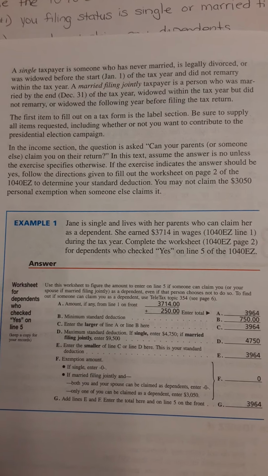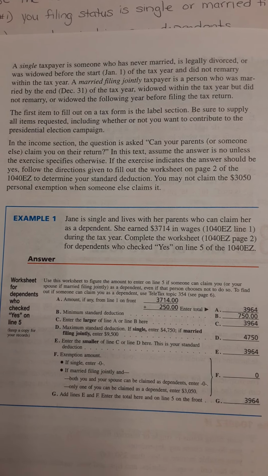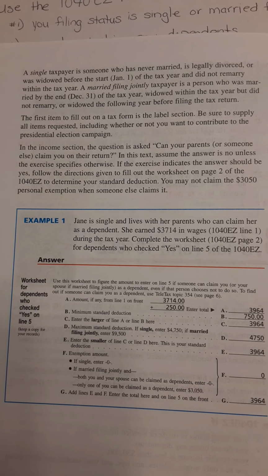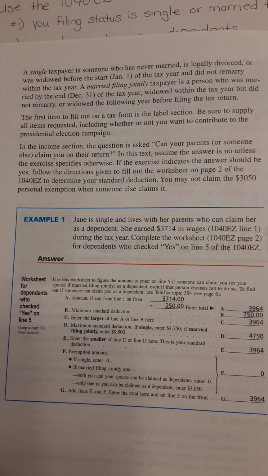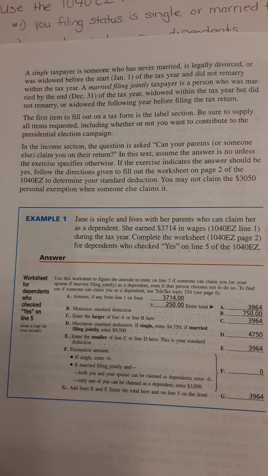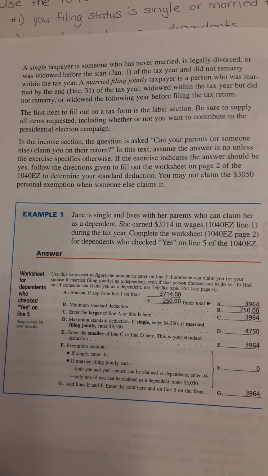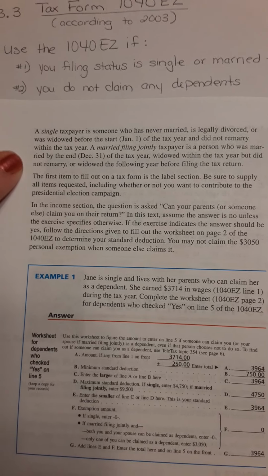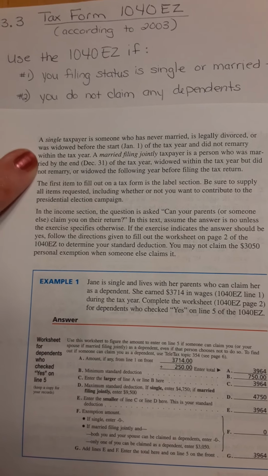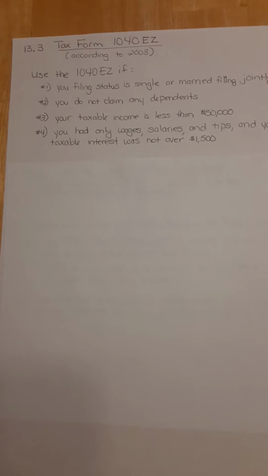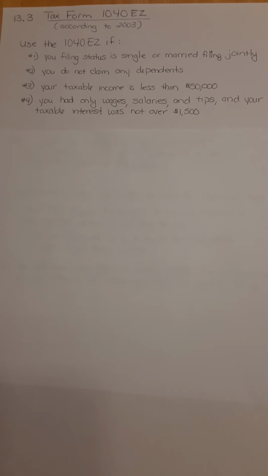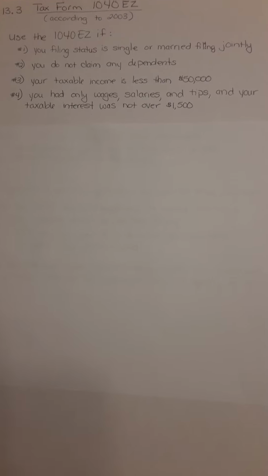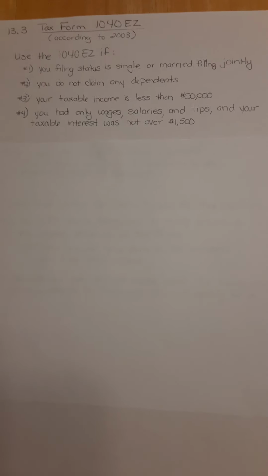A married filing jointly taxpayer is a person who was married by the end of December 31st of the tax year and widowed within the tax year but did not remarry, or widowed the following year before filing the tax return. That is a mouthful, a lot of words in there, but these are their definitions of what single and married filing jointly are. So the first thing you have to decide is, are you single or married filing jointly? If you can answer either one of those, then you may go ahead and use the 1040 EZ.